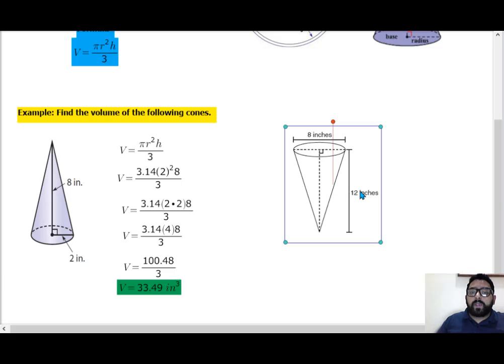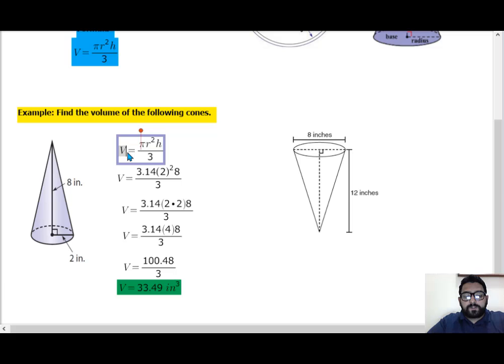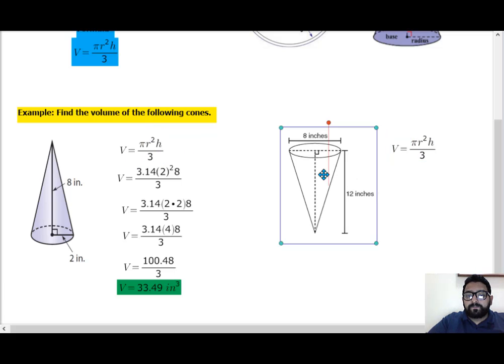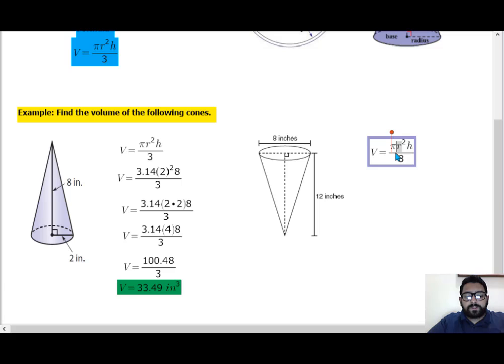Now in this one we have 8 inches. As you can see, this is the diameter, so that means that the radius is 4. So what you have to do first is copy the formula here, and then we substitute values. Remember, pi is 3.14, then we have the radius, which is 4. It's 4 because here we have the diameter, so diameter divided by 2 is the radius. And then the altitude, which is 12.